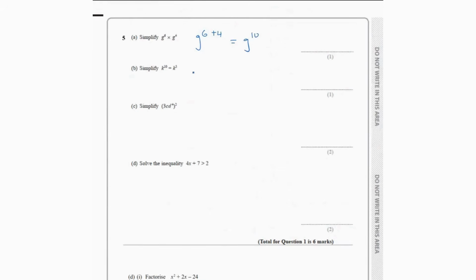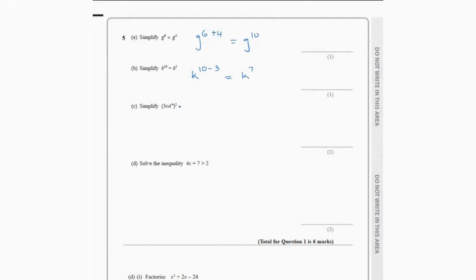Then whenever you have similar bases being divided, G and K are your bases, and the numbers at the top are your powers. So when they're being divided, we subtract the powers. So K to the power of 10 minus 3, which is 7. The bases are going to stay the same. What is changing is the power.